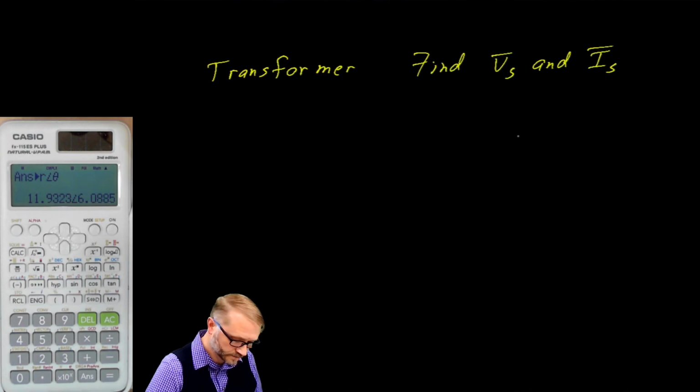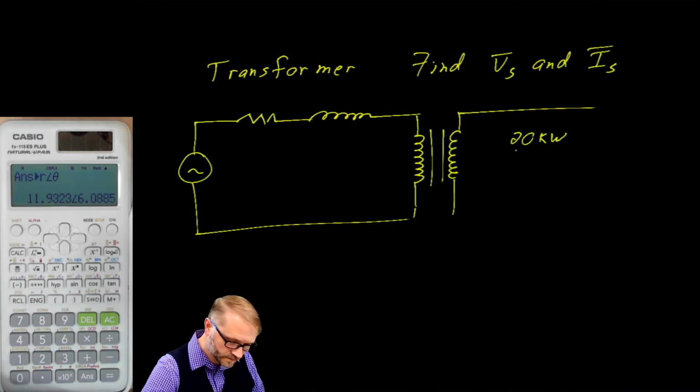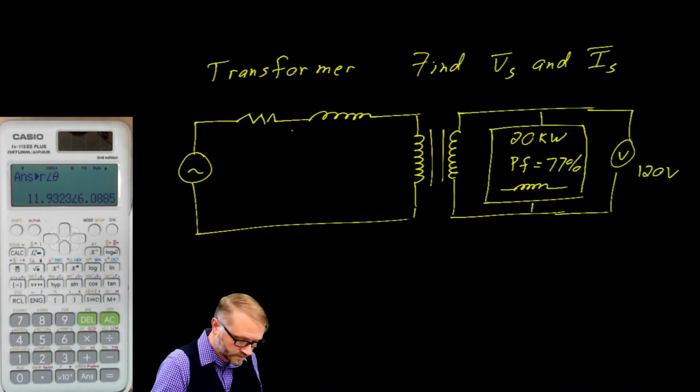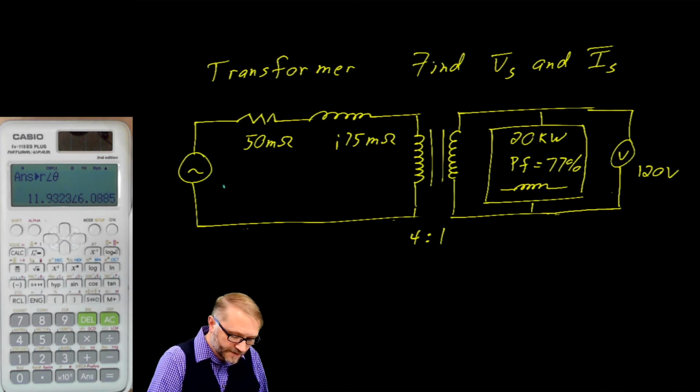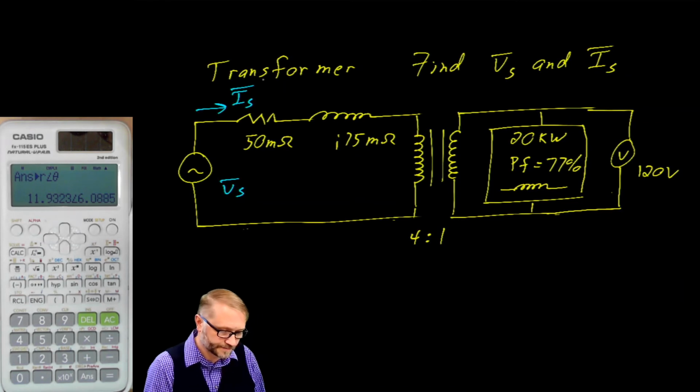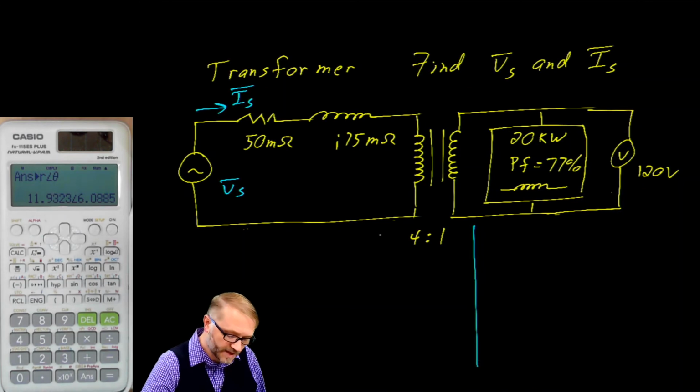One more example and we'll call it a day. In this problem, we're given an ideal 4-to-1 transformer, a 20 kW load with the power factor inductive, and a necessary voltage of 120 volts. We're asked to find the source voltage and the source current. For this type of problem, work the problem right to left, stopping at each point along the way.